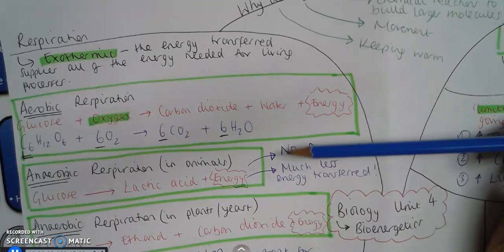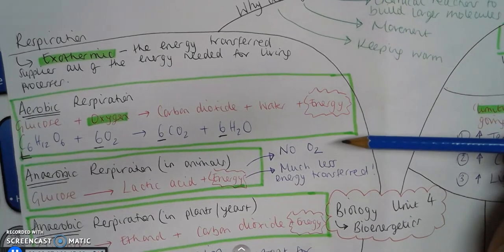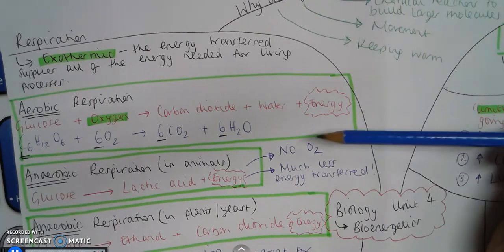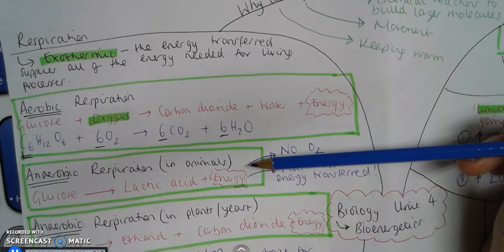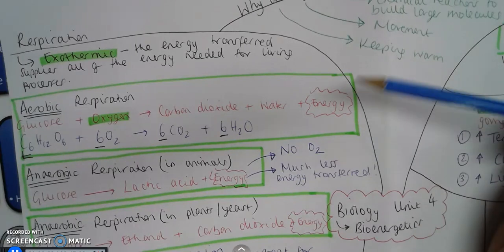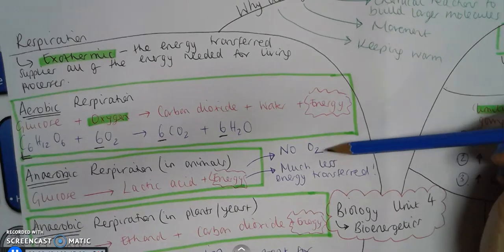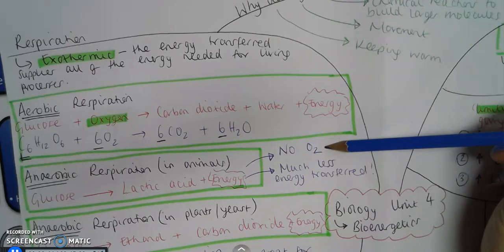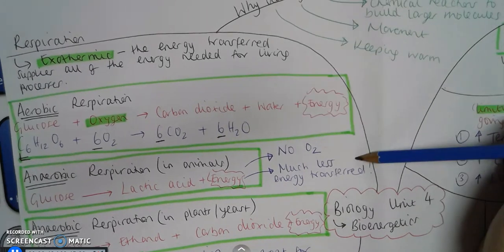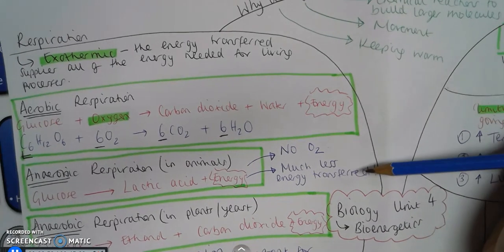Anaerobic respiration then, so looking at this one, this is the one in animals, is using glucose to produce lactic acid and release energy in that process. So the key differences between aerobic and anaerobic is that for anaerobic there's no oxygen used, and you can see that from the word equation, and there is also much less energy transferred, so that's worth bearing in mind when you're comparing the two, so the oxygen difference and the energy transfer difference.